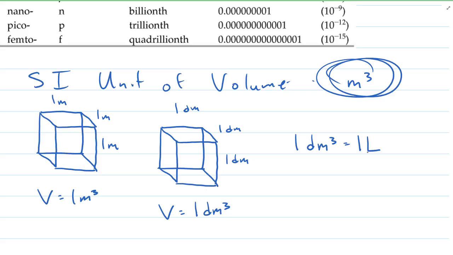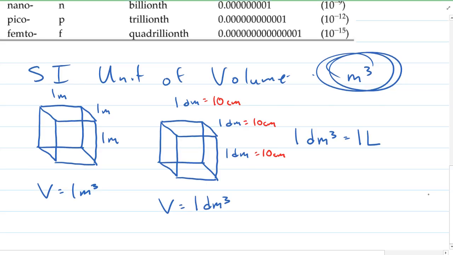But remember that these dimensions, if we put them in centimeters, would actually be how many centimeters? 10 centimeters by 10 centimeters by 10 centimeters, which means this volume is also equal to how many cubic centimeters? 1,000, exactly. So there's 1,000 cubic centimeters in this quantity.